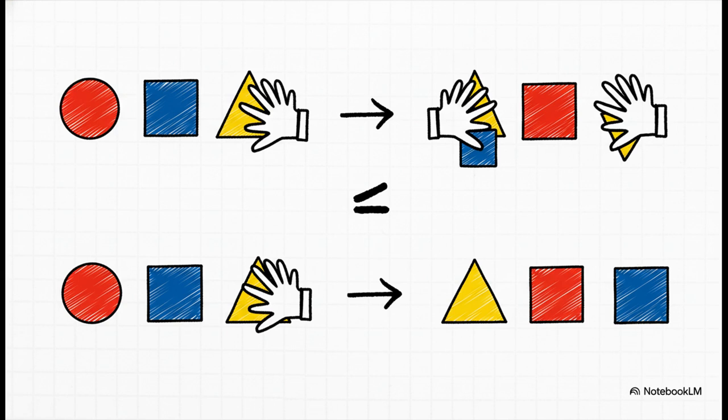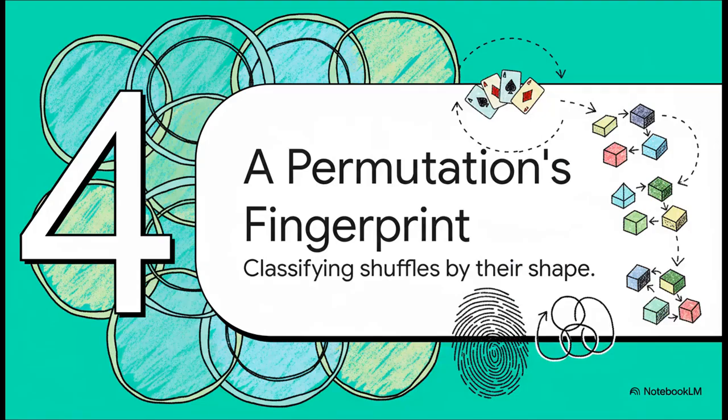Swapping 1 and 2, then swapping 1 and 3 gives you a totally different result than doing it the other way around. This property is called Non-Abelian, and honestly, it's a huge part of what makes these groups so rich and interesting. So now that we have this powerful language of cycles, we can start to classify permutations. We can start sorting them into different families based on their fundamental structure, their shape.